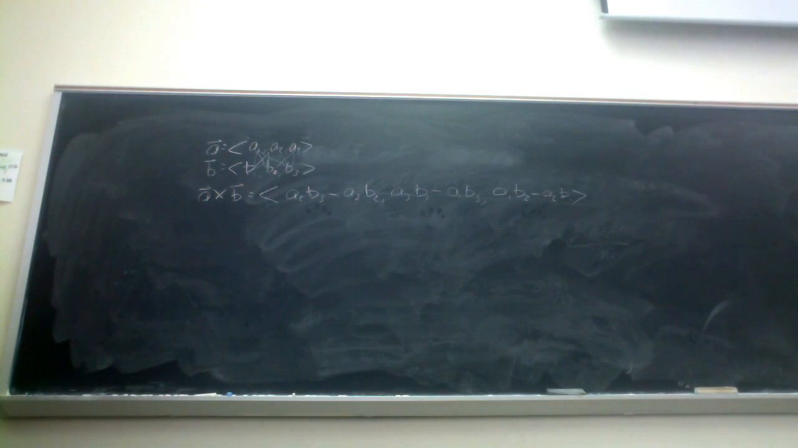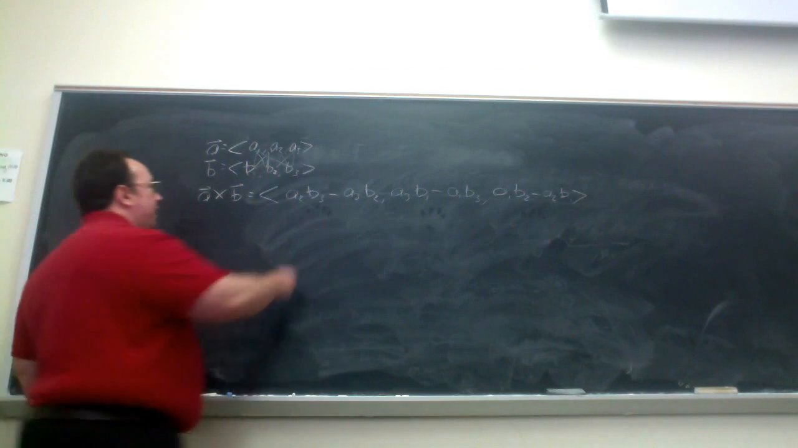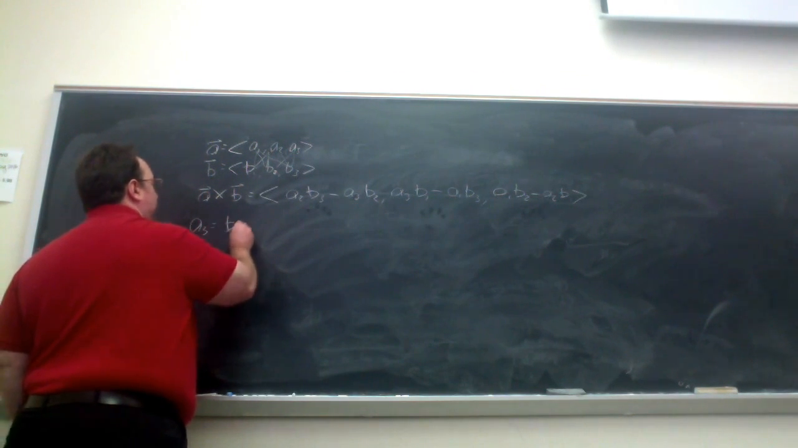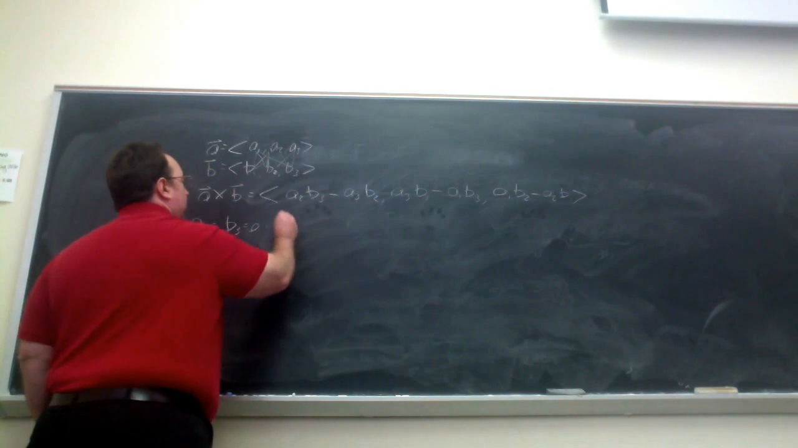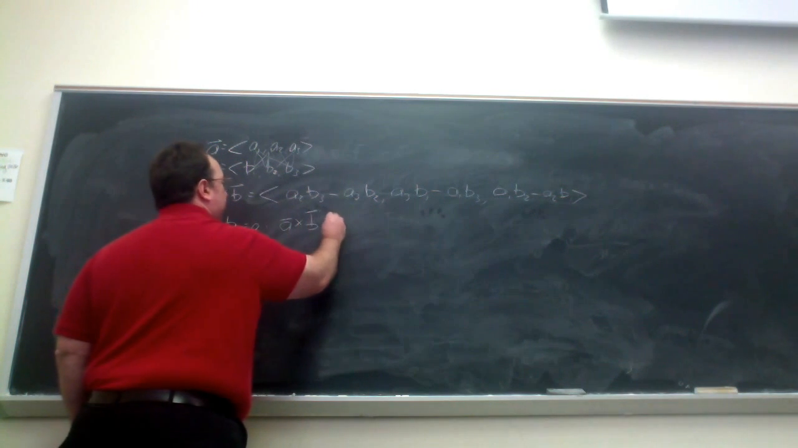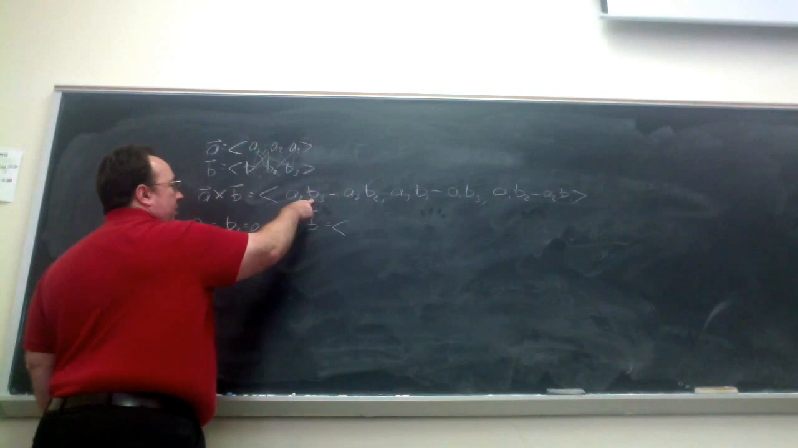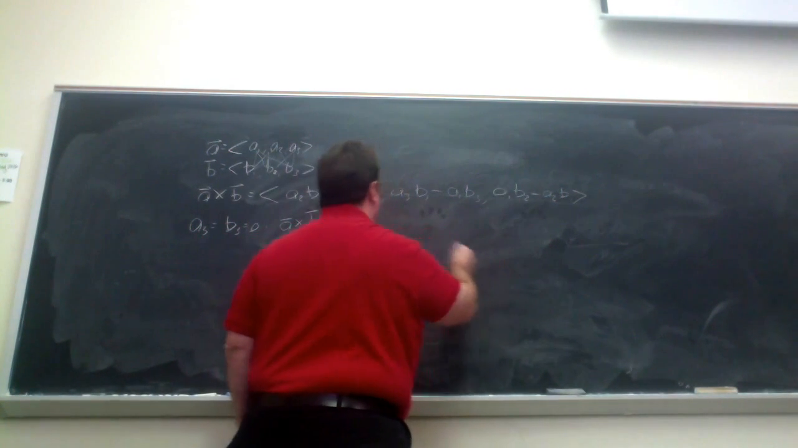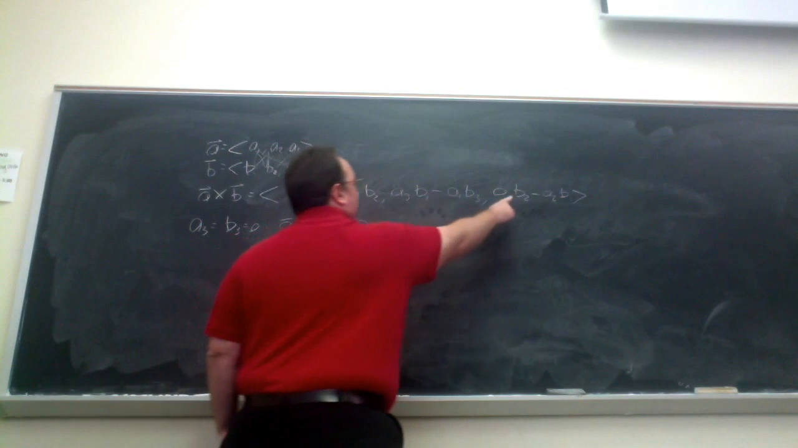But now, like I said, our case is simpler because here we have A3 and B3 both equal to 0. So in that case, what's going to happen is, well, that's going to be 0, that's 0, that's 0, that's 0. Everything is 0 except for this.